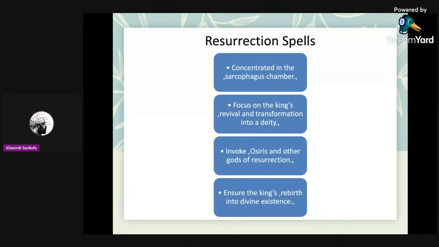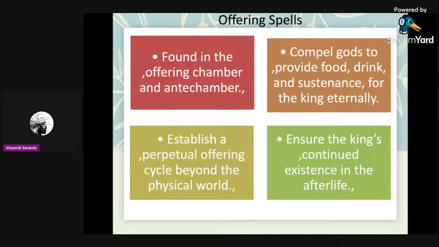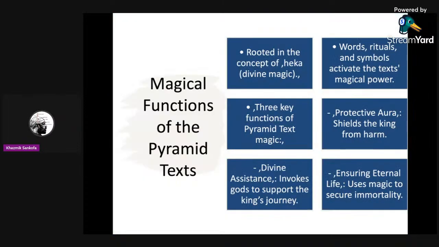I already did this. Resurrection spells are concentrated in the sarcophagus chamber. And it focuses on the king's revival and transformation into a deity. So when you get resurrected, you get transformed into a deity, right? It's to invoke Asar and the other gods. Offering spells, so to speak.